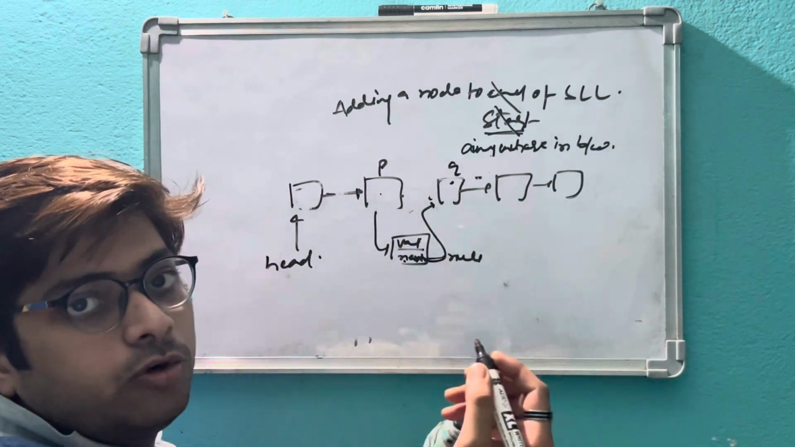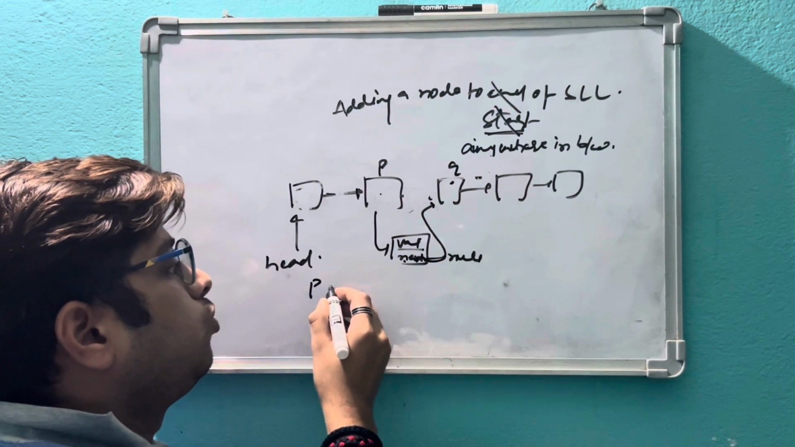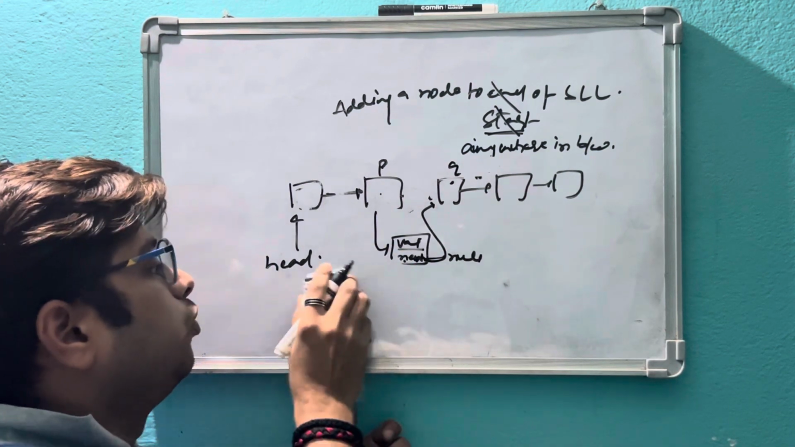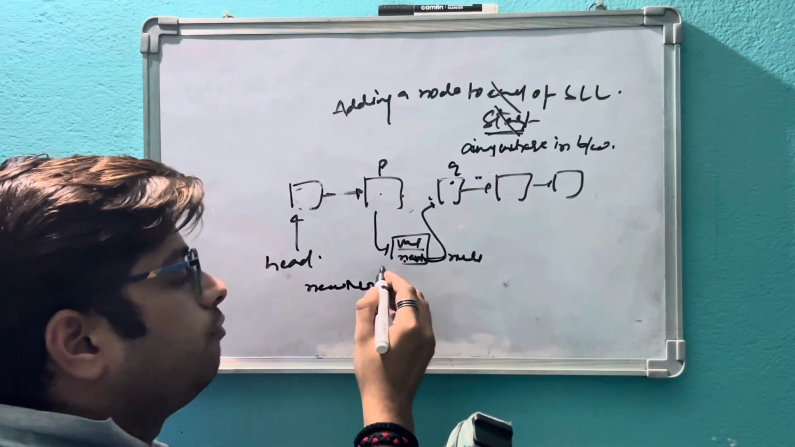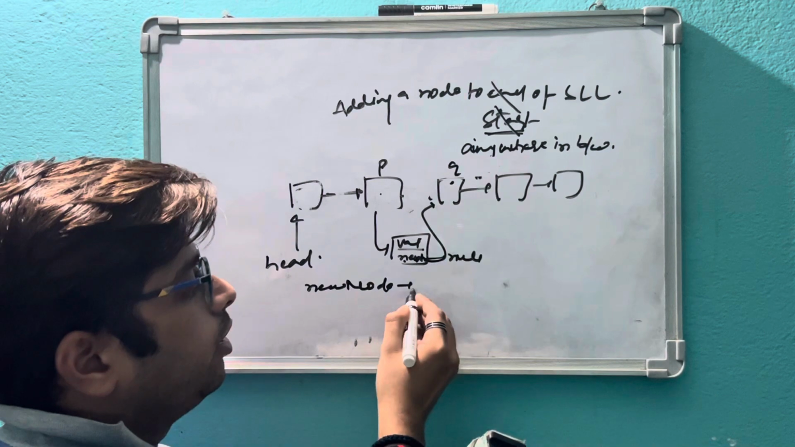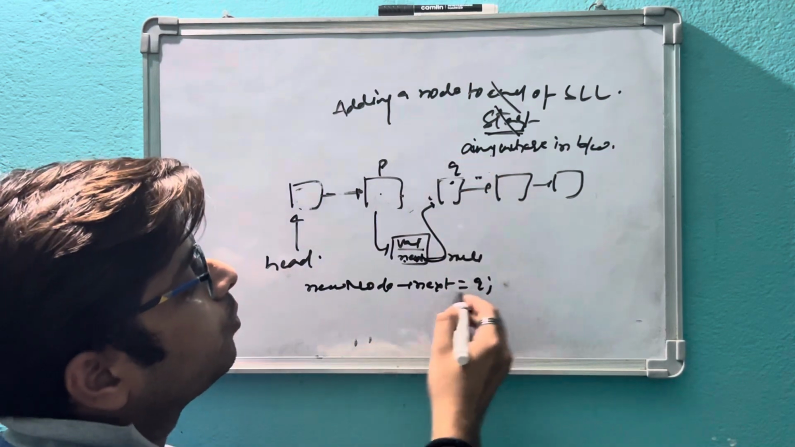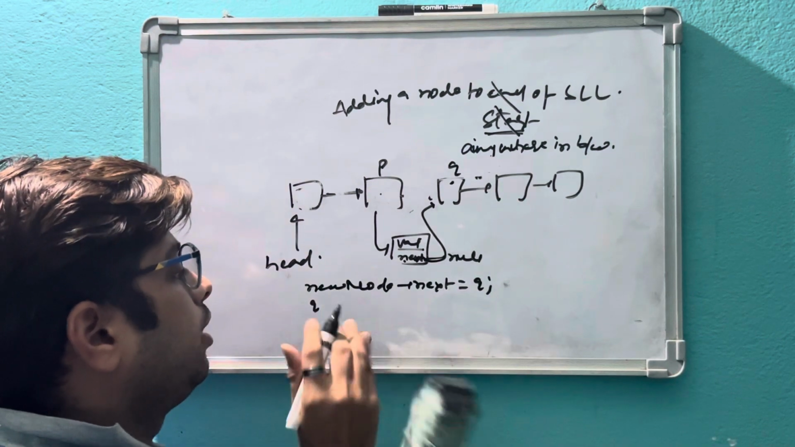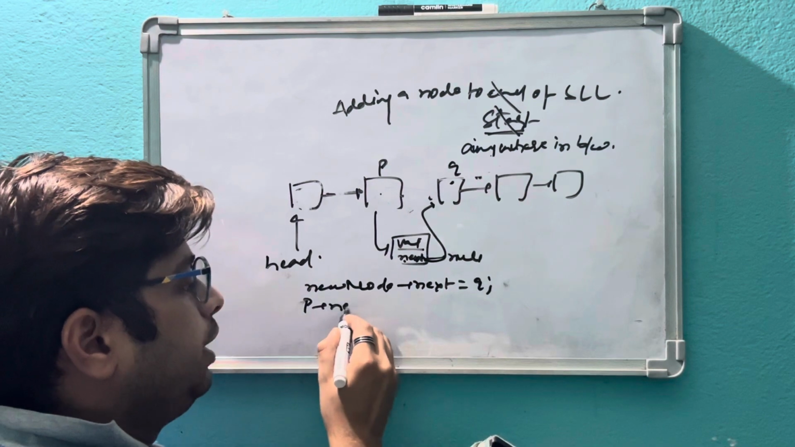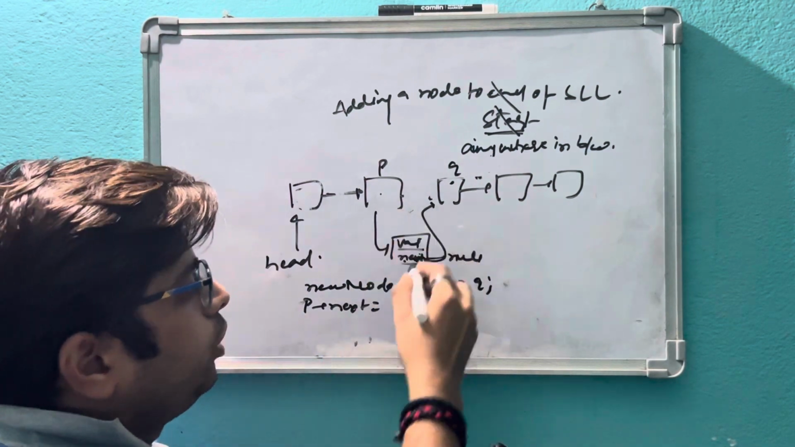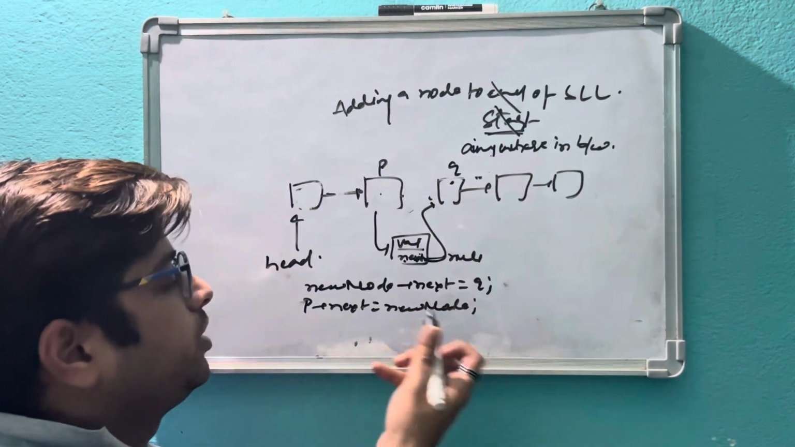How would we be able to implement it? We first need to create a new node. Let's say new node we have created, and afterwards next of new node would point to Q, and next of P would point to new node. In this way our linkage would be set up.